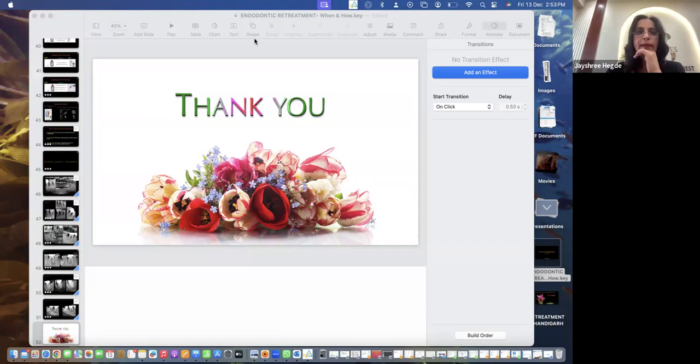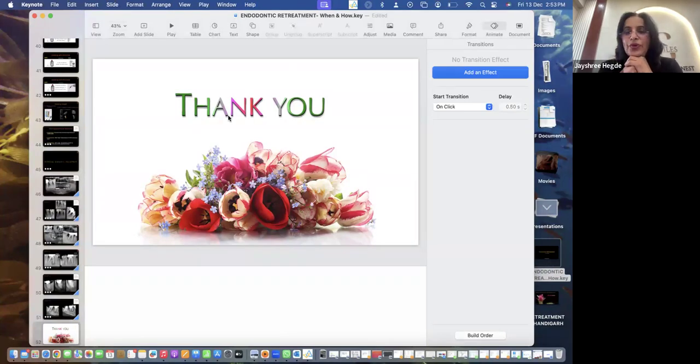Okay. Dr. Abhishek is asking, ma'am, is there any expiry date for a root canal treated tooth? No expiry date. The expiry date of the patient is the expiry date of the root canal.